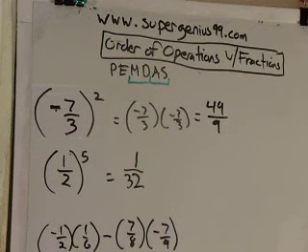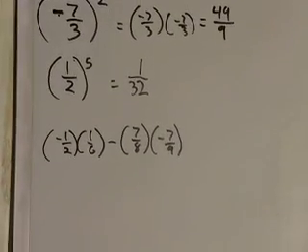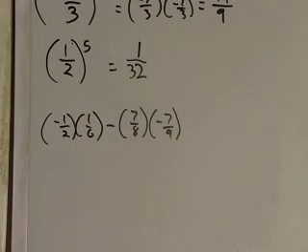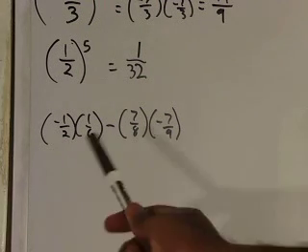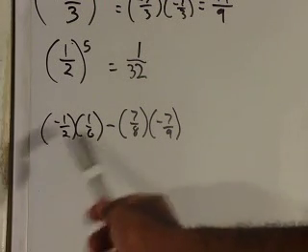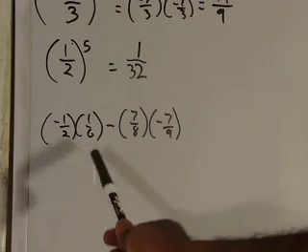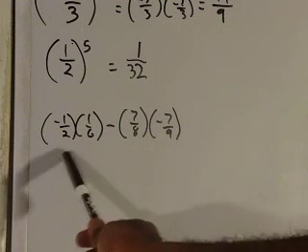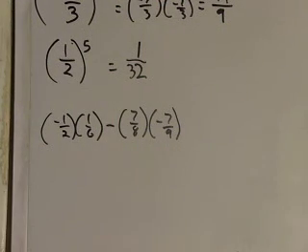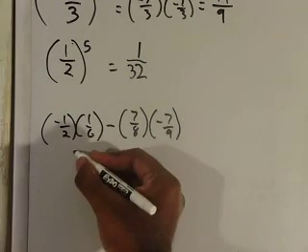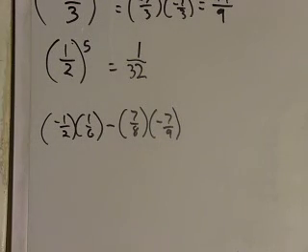Alright? How about the next one? We have negative 1 half times 1 to the 6th minus 7/8 times negative 7 over 9. Okay, so we have parentheses here, but there's really nothing to do on the inside of the parentheses. So what we're going to have next is multiplication. So I'm going to multiply these two together and multiply these two together. So negative 1 half times 1/6 is negative 1 over 12.